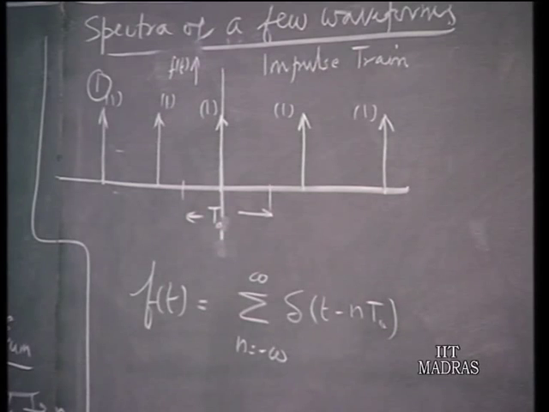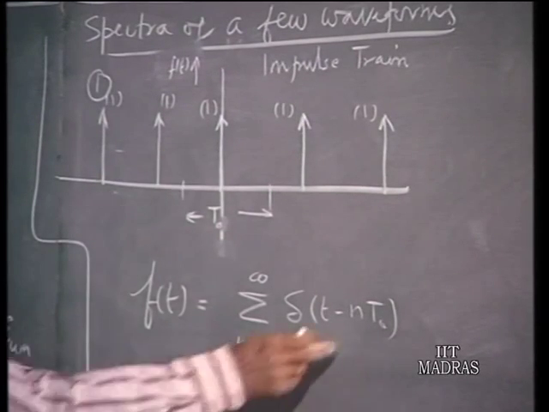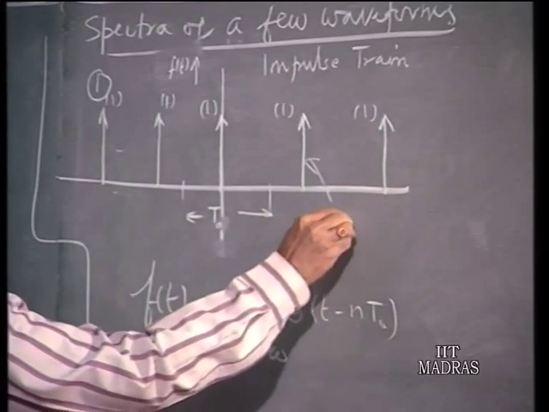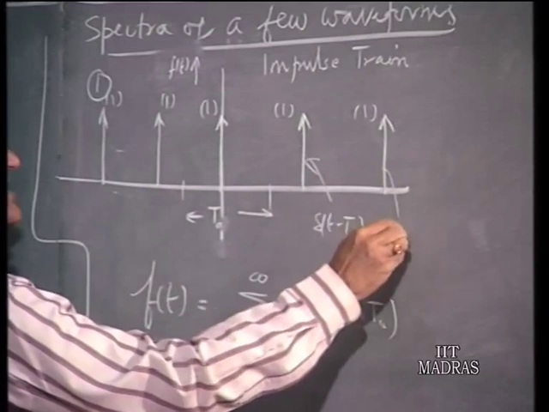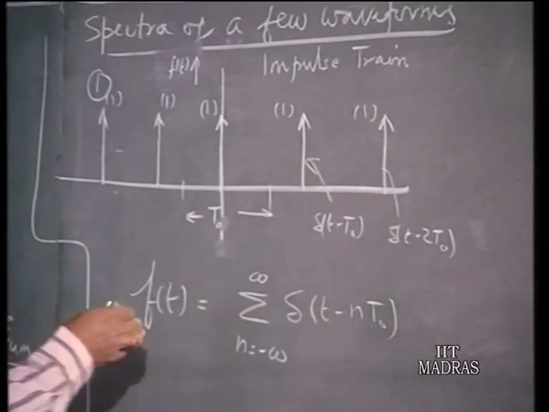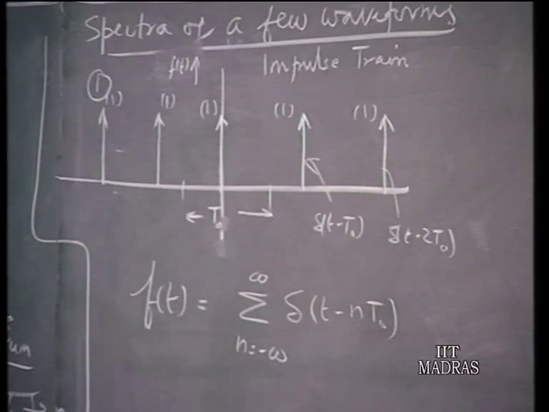So for each value of n there is an impulse. At 0 this is the impulse, when n equals 1 this is after all delta t minus t naught, and this is delta t minus 2 t naught, and so on. So all these impulses go together to constitute this f of t. Now what is the Fourier spectrum for this?